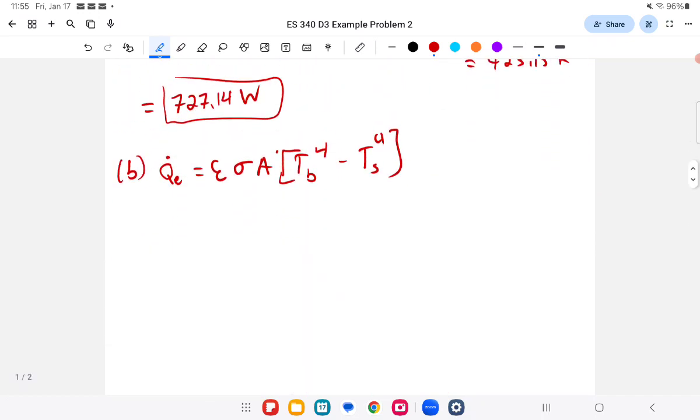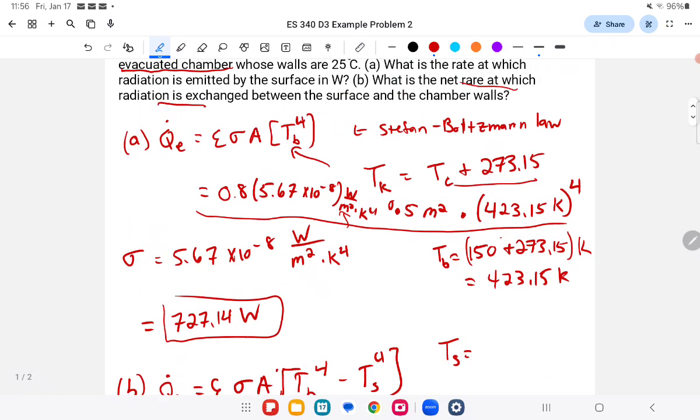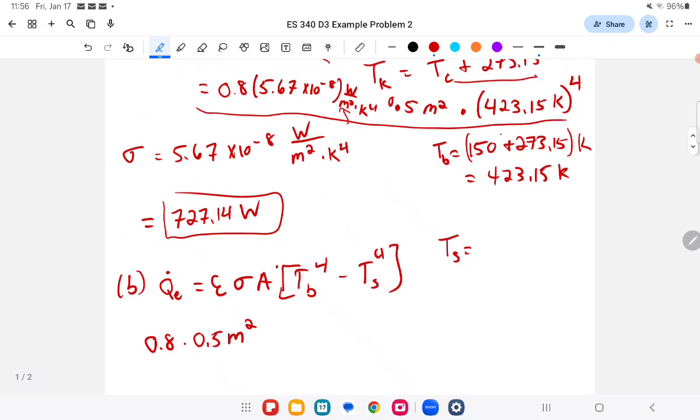Since we have that, we can just substitute in all these numbers now. But we do need to convert the temperature of the chamber walls into Kelvin. So T_S is going to be equal to 298.15 Kelvin.